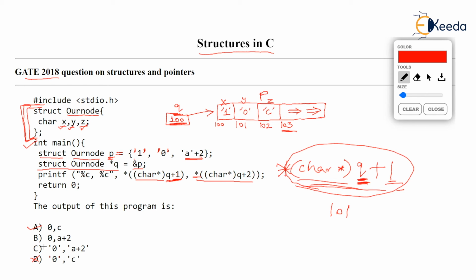Also, B and C are out of question because a plus 2 won't be printed. It was so tricky, isn't it? Anybody would take this initialization literally as a plus 2 and think that, okay, a plus 2 will be the output. B and C are out of question. We know that a plus 2 means C it is. So option A is correct. I hope you understood every aspect of this question. Thank you very much.